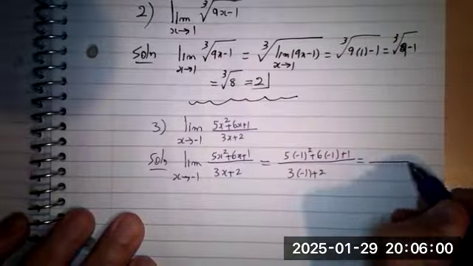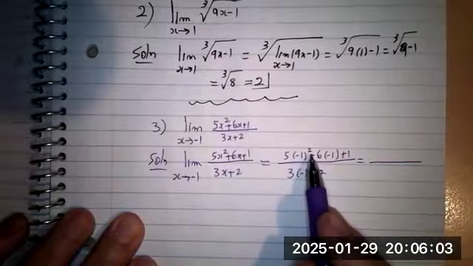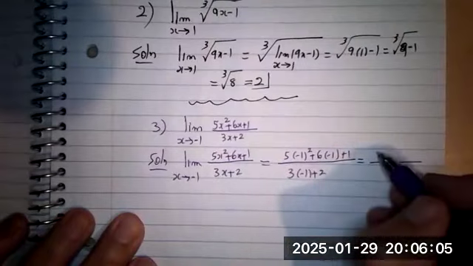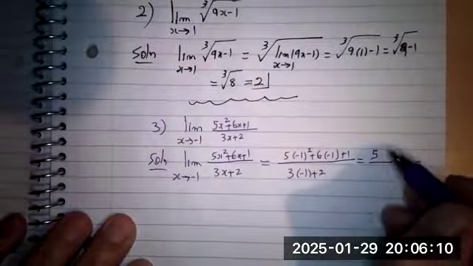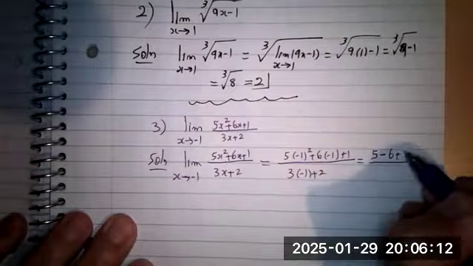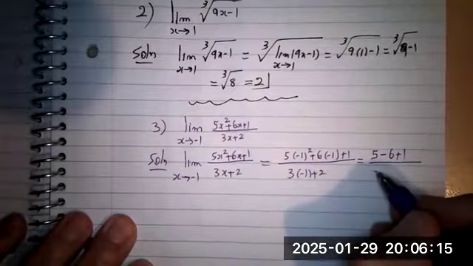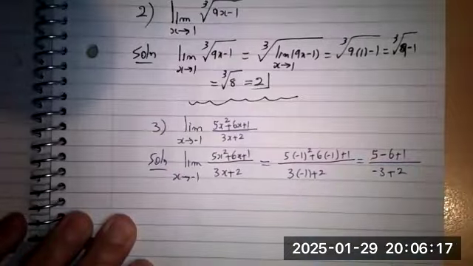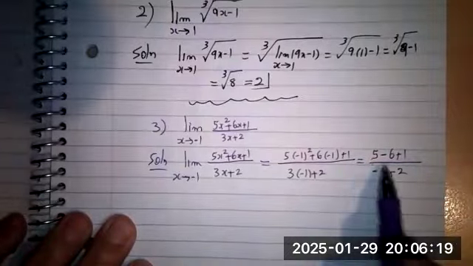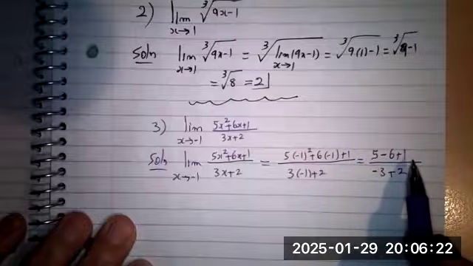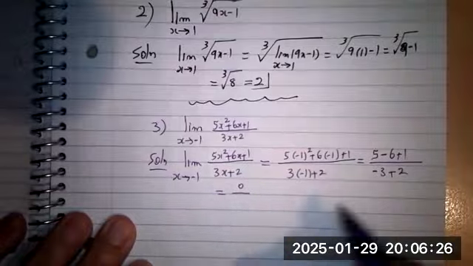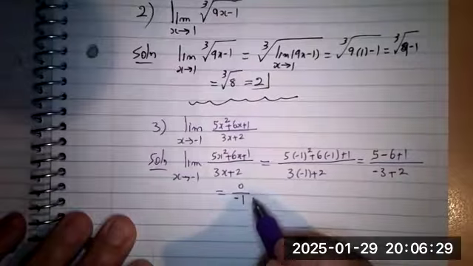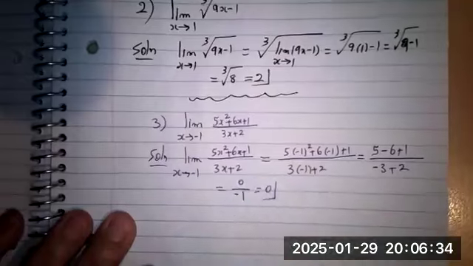The top. Negative 1 squared is positive 1. Positive 1 times 5 would be 5. 6 times negative 1 would be negative 6, plus 1. The bottom one, negative 3 plus 2. So the top would be what? The top would be 0. On the bottom, we get negative 1. What is 0 divided by negative 1? 0. So the limit is 0.